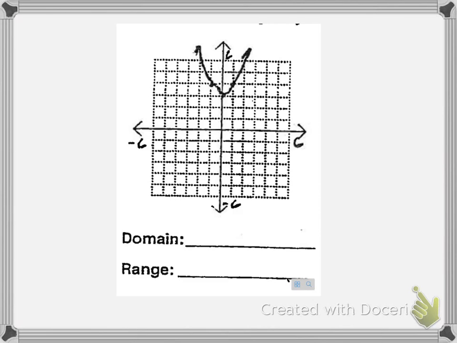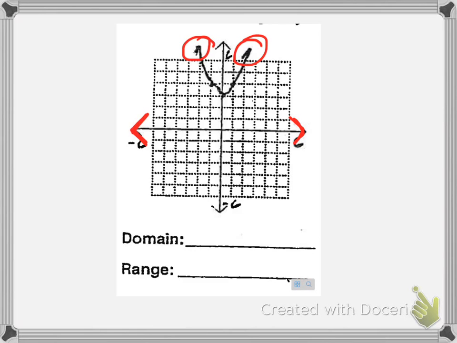Looking all the way to the left of the graph, we can see that there's an arrow. Therefore, I'm going to color in the arrow on the x-axis. Looking at the right side of the graph, I also see an arrow. So I'm going to shade in the arrow on the right side of the graph.